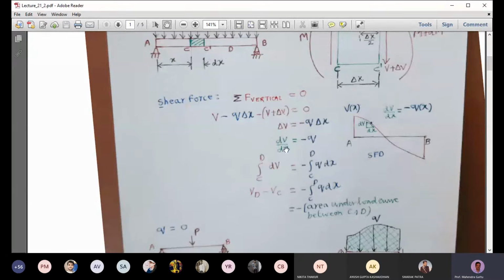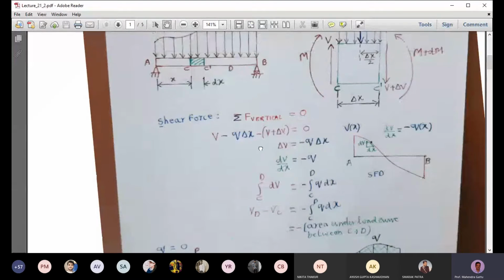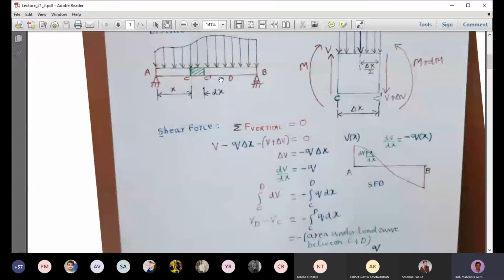We can write this differential form in an integral form also. We will integrate this delta V from some section C to section D. So what will be the change in shear force as we move from section C to section D?